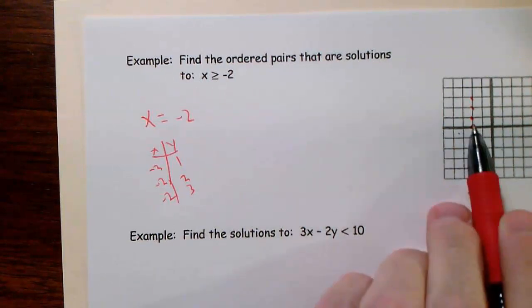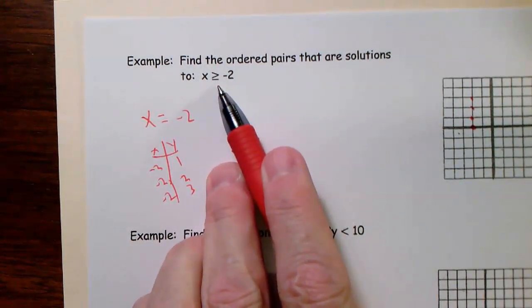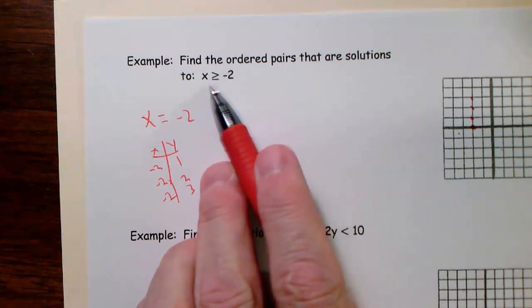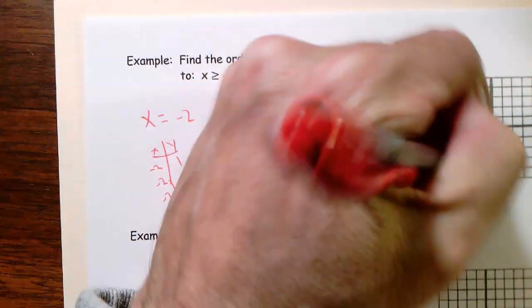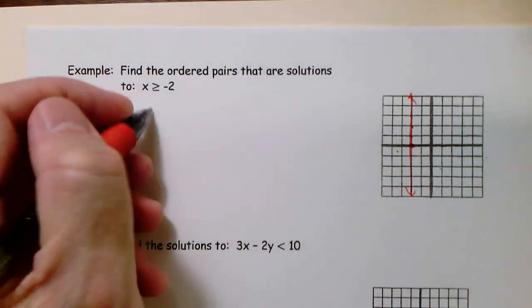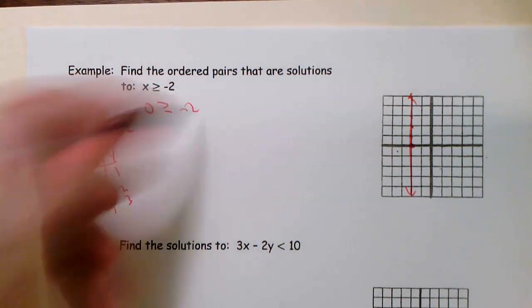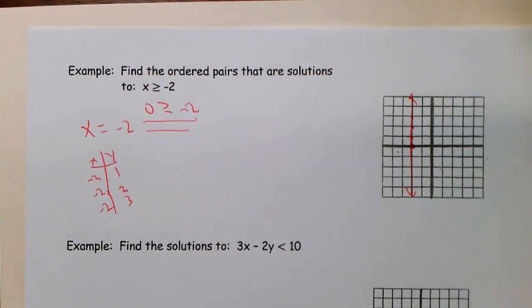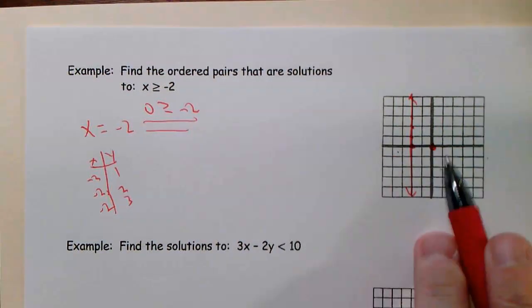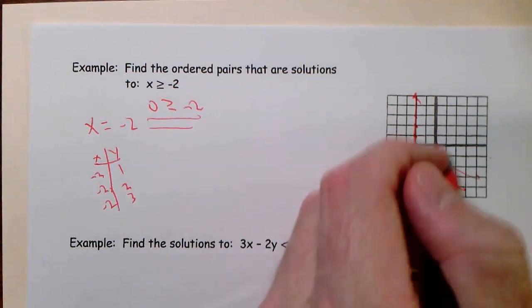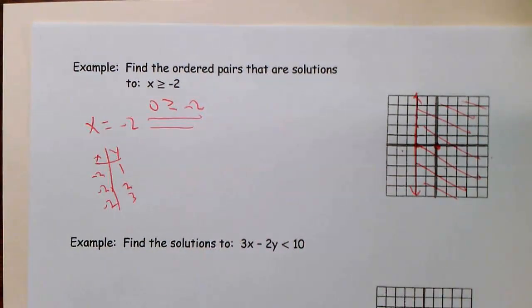So I know where the line is going to be now. Should I make it solid or dashed? Well, of course, the or equal to here tells me to make it solid. And again, if I pick the point 0, 0, and I put 0 in for x, and I can't put 0 in for y because there is no y, is 0 greater than or equal to -2? Absolutely, it's greater than. So again, 0, 0 is an answer, and I would shade the side that 0, 0 is on. And there is a picture of all the ordered pairs that make that inequality true.